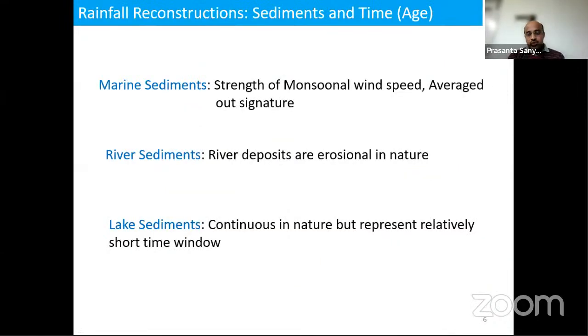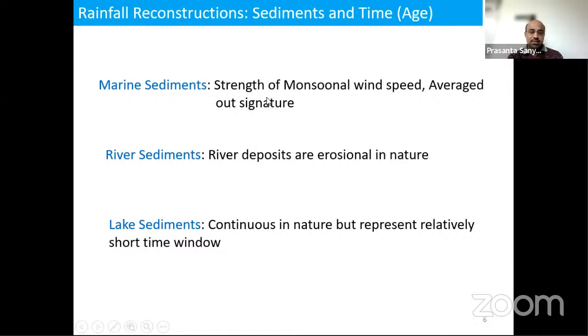Now, how do you reconstruct rainfall? If you want to go back in time and reconstruct rainfall variations, you need sediments, and at the same time, you need to know the age of those sediments, and only then can you reconstruct the rainfall variation. Now, there are three different reservoirs one can consider for rainfall reconstruction, or for that matter, monsoon reconstruction. One, you can consider the marine sediments.